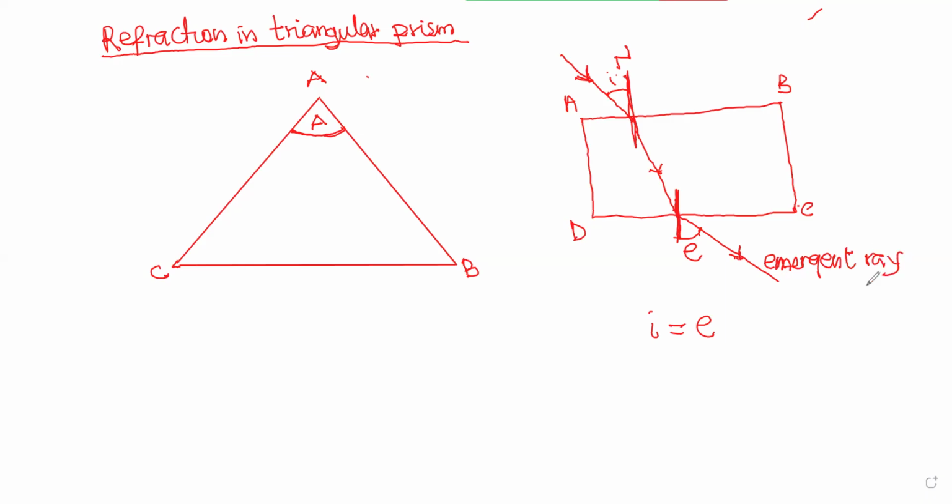That's why I asked. So the emergent ray, this is the incident ray. So I is equal to E because one, the light enters through the prism through air, and then it is coming out also through air. And two, I is equal to E because AB is parallel to DC. And so when you have these conditions in place, you have the angle of incidence being equal to the angle of emergence. So if this is 30, this must also be approximately 30.